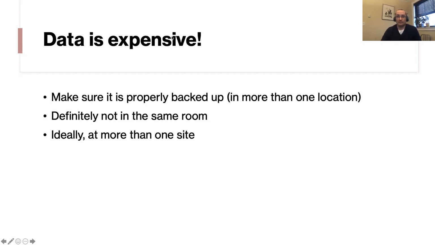But if something more catastrophic happened, it was in an old building. If the sprinklers went off, if there was a fire or something like that, we could lose all of the data because it was in the same place. So you certainly want to back it up in more than one physical location, ideally at more than one building.